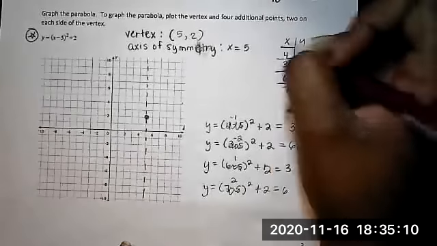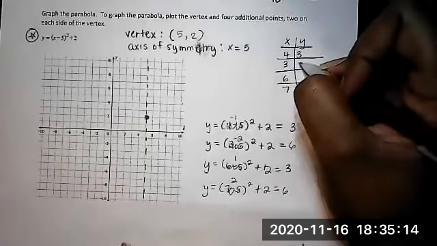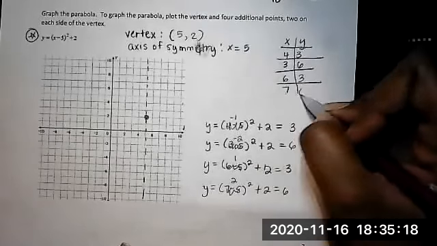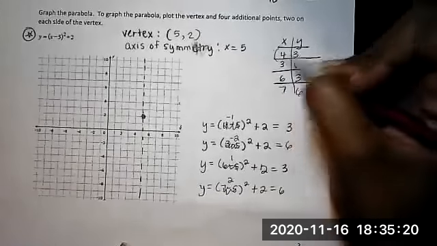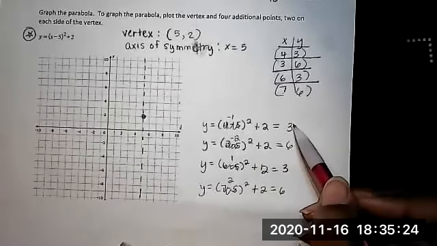This becomes 4. When I put 4 in, I got 3. When I put 3 in, I got 6. When I put 6 in, I got 3. And when I put 7 in, I got 6. Okay, so these are points on your graph. That's how you find your points on your graph.